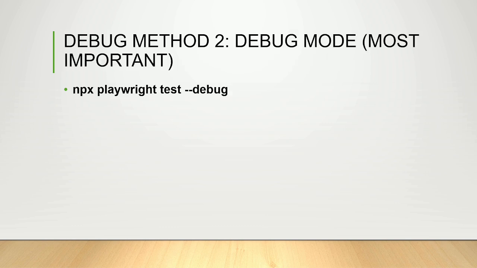So we have the next debug method, debug mode. It's very important. We can type npx playwright test space hyphen-hyphen debug. When we run a test with hyphen-hyphen debug, Playwright automatically opens the Playwright Inspector and then the test execution pauses, and you get full control over the browser and the DOM. So if you remember only one command from this video, remember this one. This is very important.